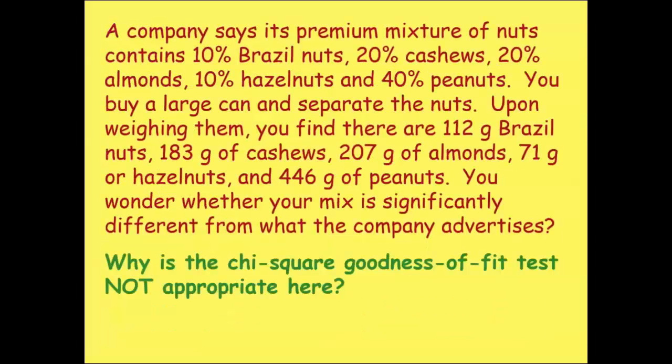Okay, let's do another example. A company says its premium mixture of nuts contains 10% Brazil nuts, 20% cashews, 20% almonds, 10% hazelnuts, and 40% peanuts. You buy a large can and separate the nuts. Upon weighing them, you find that there are 112 grams of Brazil nuts, 183 grams of cashews, 207 grams of almonds, 71 of hazelnuts, and 446 of peanuts.